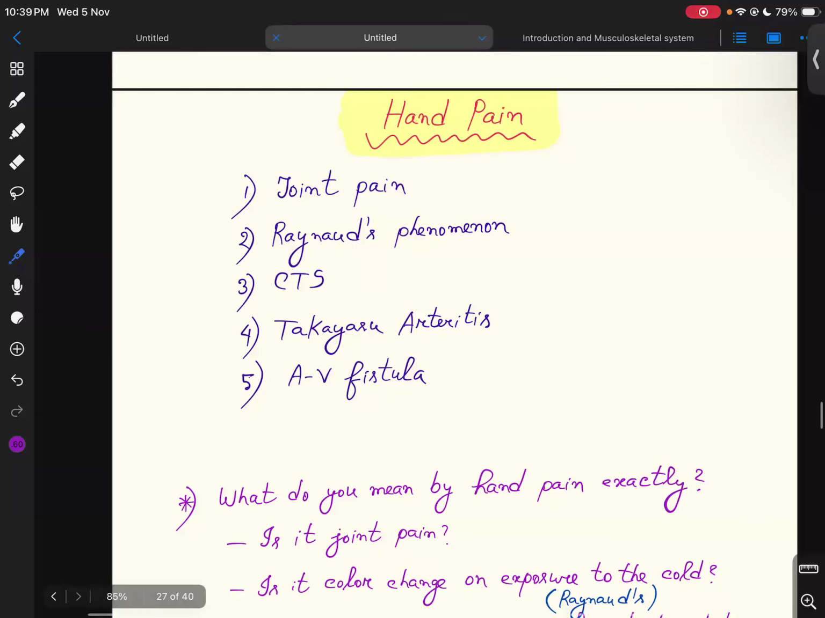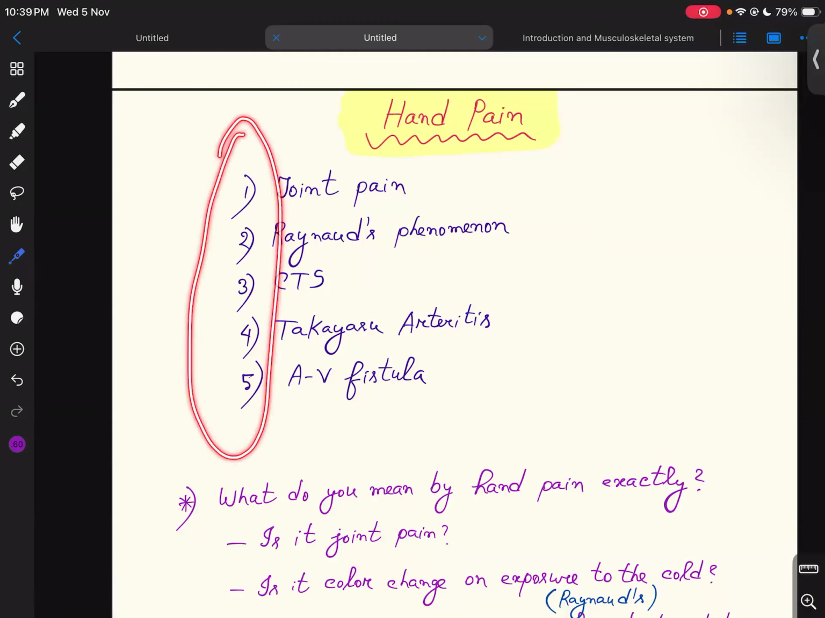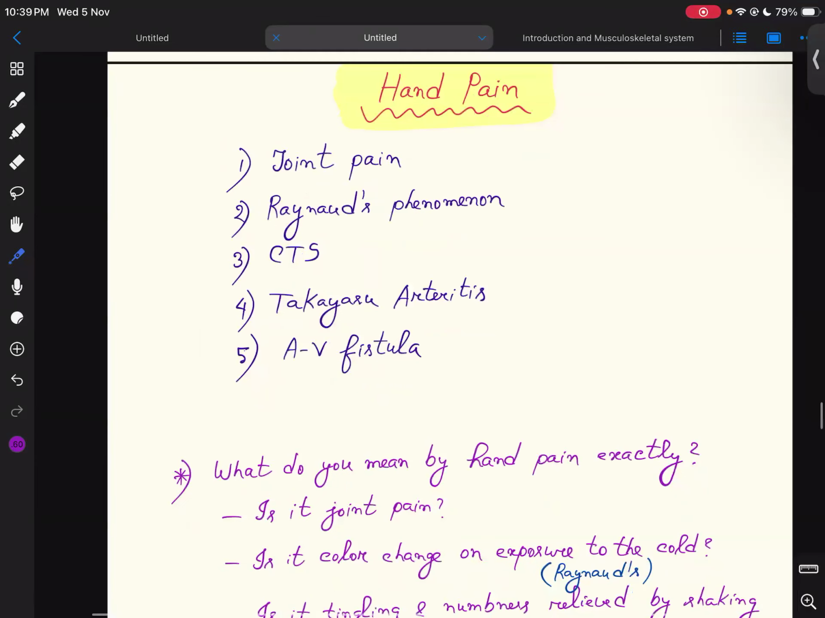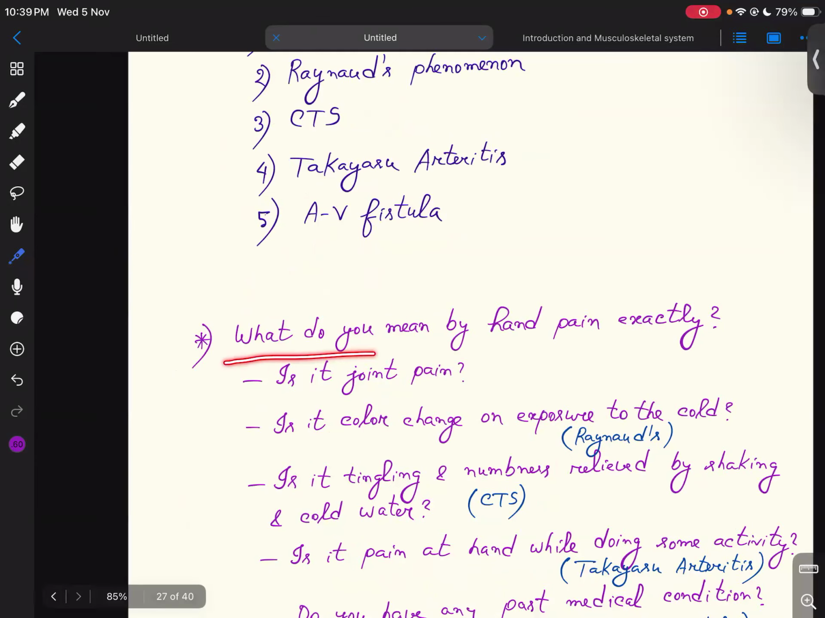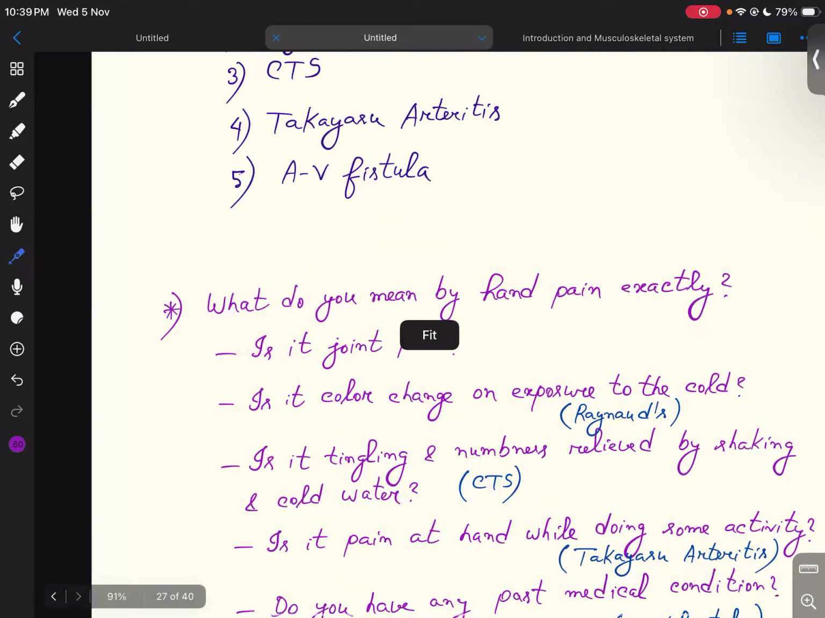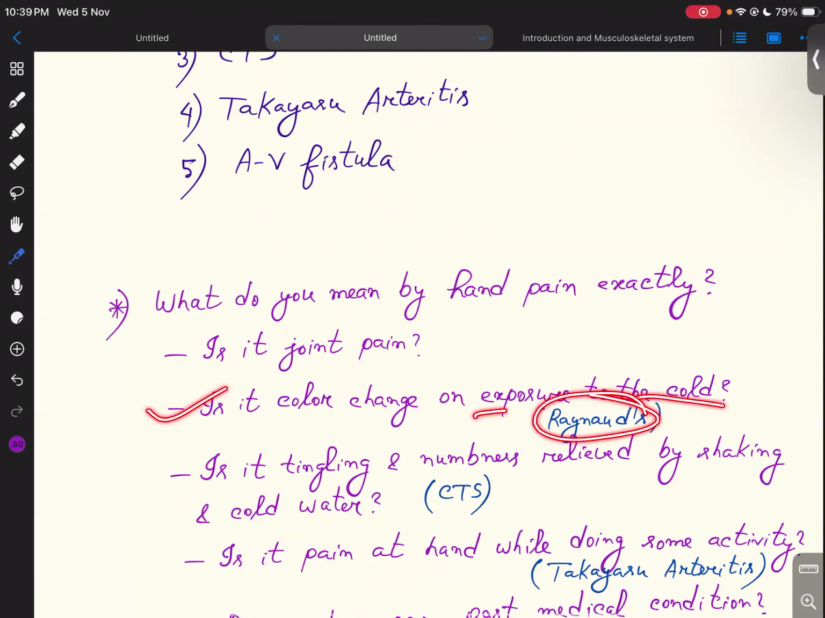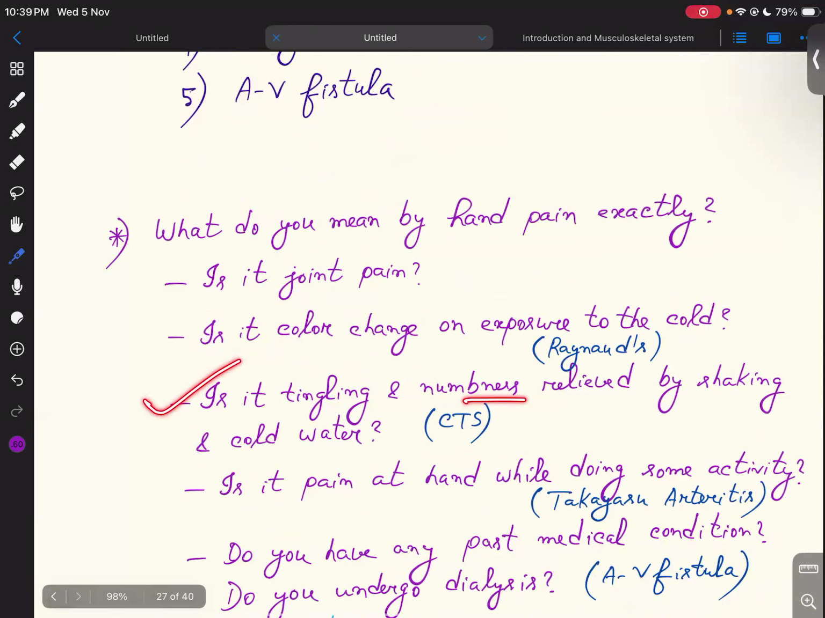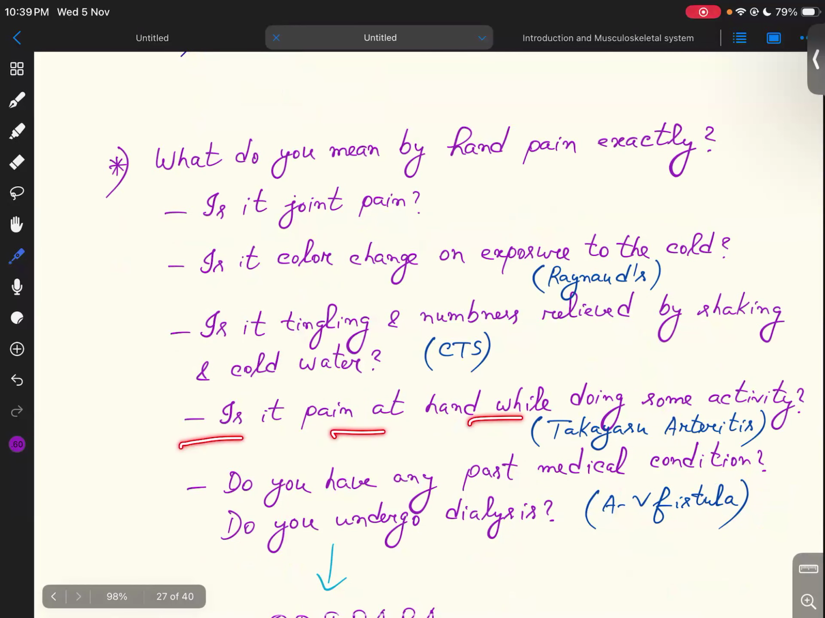So if hand pain comes in the PACES exam, it will be from any of these 5 differential diagnoses. So our first question will be, what do you mean by hand pain exactly? Is it joint pain, or is it color change on exposure to the cold? That is Raynaud's phenomenon. Or is it tingling and numbness relieved by shaking and cold water? That is carpal tunnel syndrome. Or is it pain at hand while doing some activity? That is Takayasu arteritis. We have to specifically ask this question, that what do you mean by hand pain exactly?